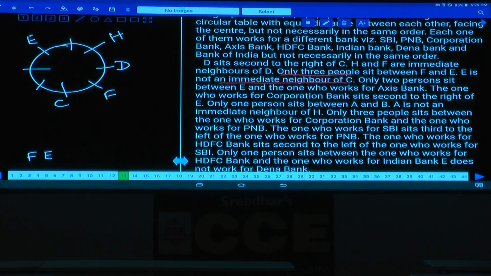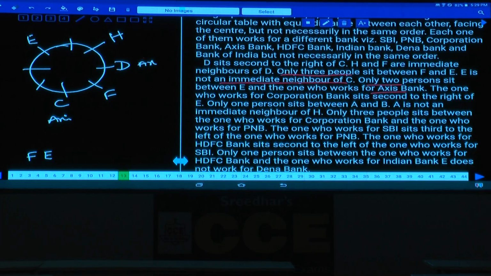A is not an immediate neighbor of C. Only two persons sit between E and the one who works for Axis Bank. Between E and Axis Bank, how many persons are there? There are exactly 2 persons. As there are 2 persons between E and Axis, Axis can be here or here. How many possibilities do we have? There are 2 possibilities for Axis Bank.